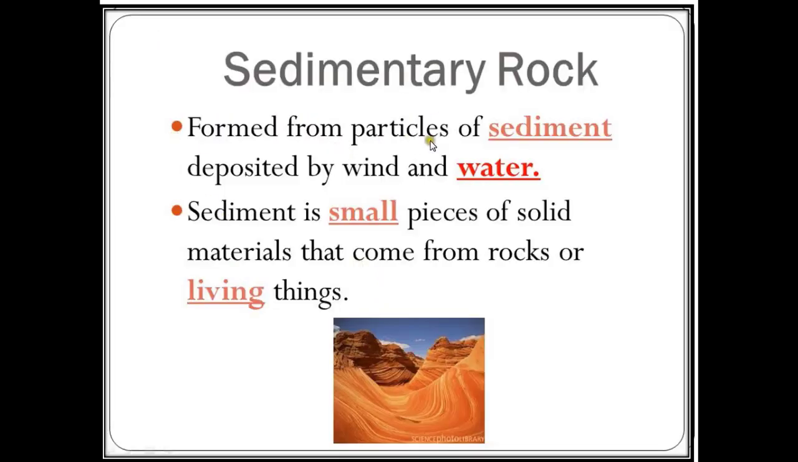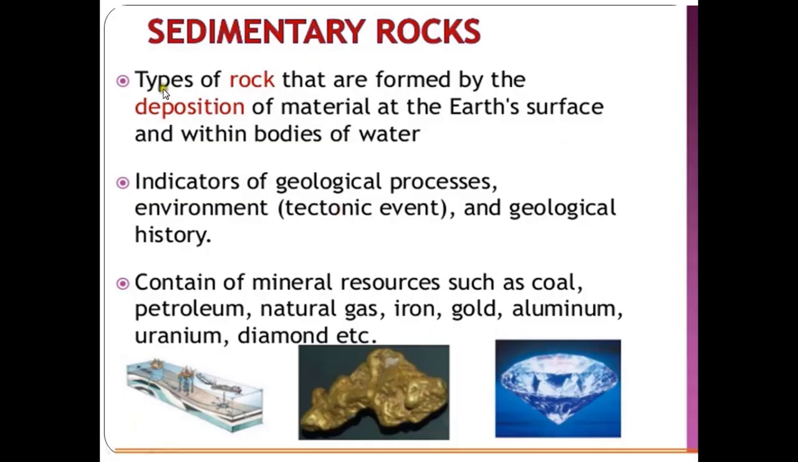Sedimentary rocks are formed from particles of sediment deposited by the wind and water. Sediment is small pieces of solid material that come from rocks or living things. So you can see here the kind of things which get deposited and are formed as a sediment. So we can see how the sedimentary rocks are formed here. Sedimentary rocks are the types of rock that are formed by the deposition of material at the earth's surface and within bodies of water.